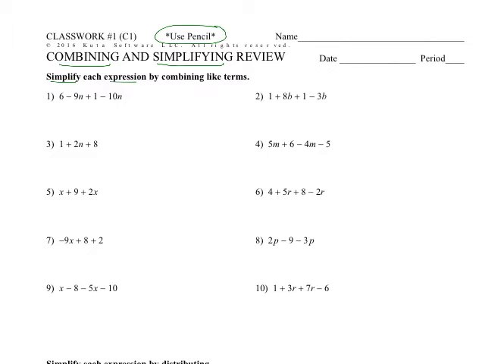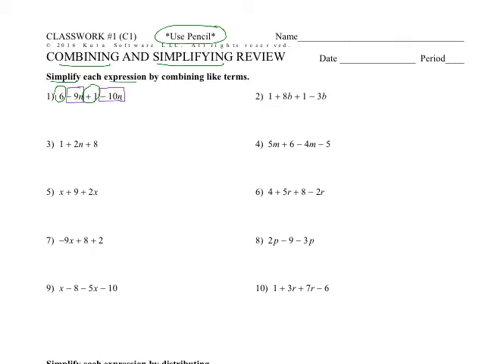Things that are alike have either a variable, like the negative 10n here, and the negative 9n. Those things are alike because they both have a variable. We also need to consider the sign that is in front of that coefficient. So the other things that are alike would be the 6, because it does not have a variable, and the positive 1. So we're going to combine the things together that are alike.